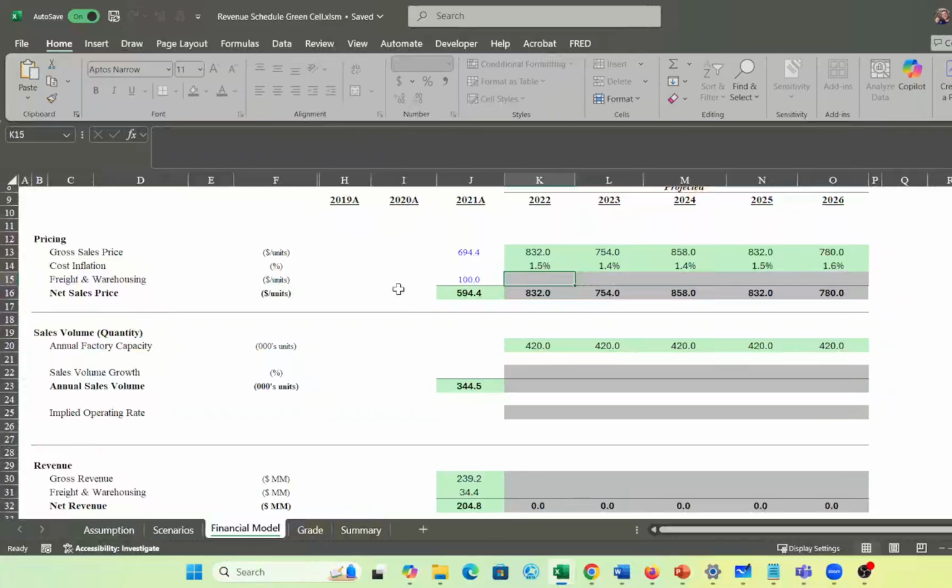So what we're going to do here is say equals, hit the previous year, and multiply it times 1 plus, and hit the cost of inflation right above it, because it does change per year how we set it up. Then I'm going to close it, and that should be correct, and that automatically makes our net sales price correct. I can drag that over.